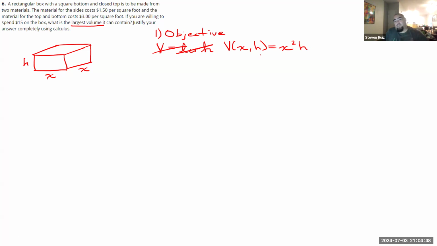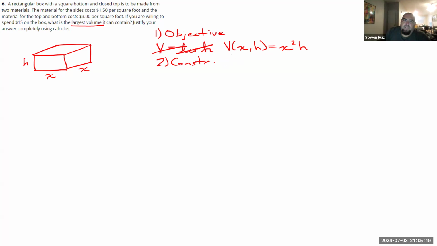I'd rather not deal with that though, because that's two independent variables, and I really want to get this thing down to one. So how can I do that? The objective function is one thing that's going to help me do this, but if I wanted to maximize the volume, I would just make the box as big as I could, bigger and bigger and bigger. But I can't do that. I have a constraint. So the next thing I want to worry about is what that constraint is.